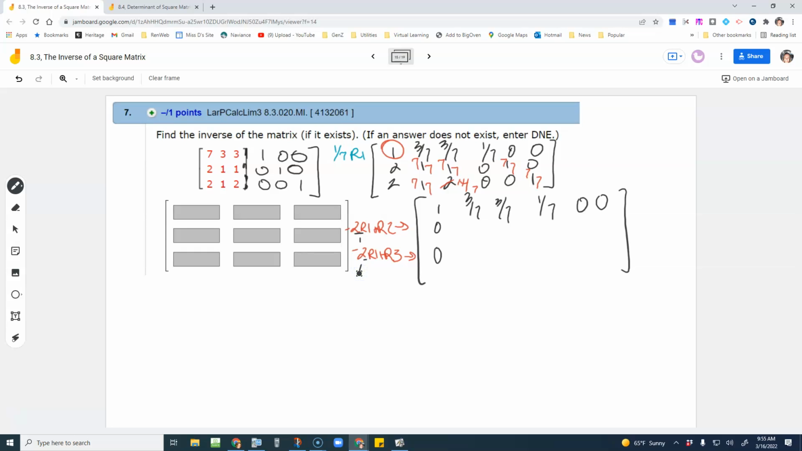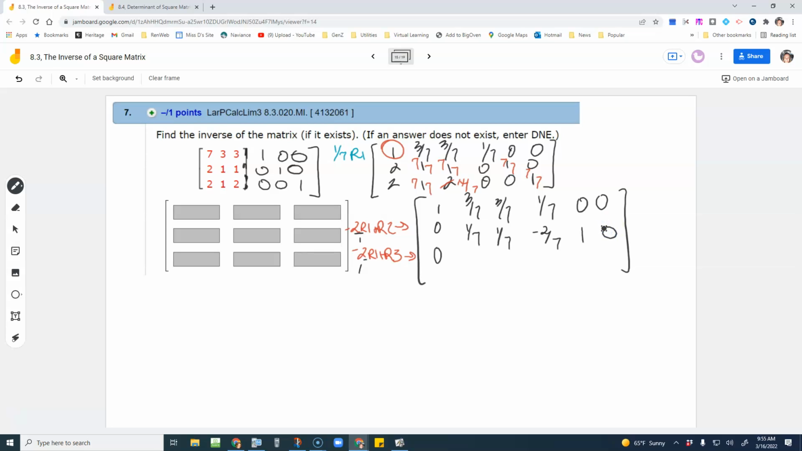-6 over 7 plus 7 over 7. Okay, no big deal because I have sevenths. That's 1/7. And then -6 sevenths plus 7 sevenths is 1/7. No big deal. I got it. -2 sevenths plus 0 is -2 sevenths. And then anything times 0 plus will just stay the same.